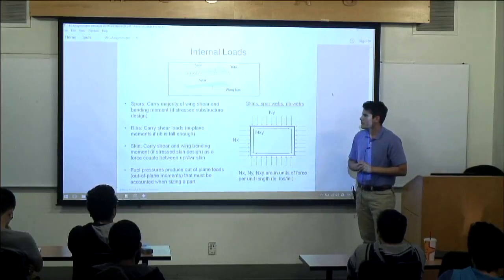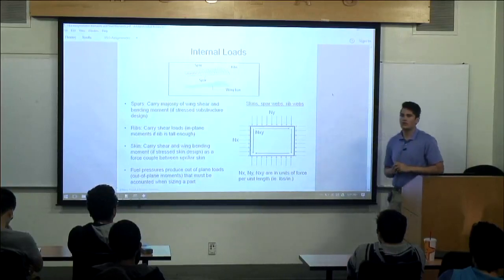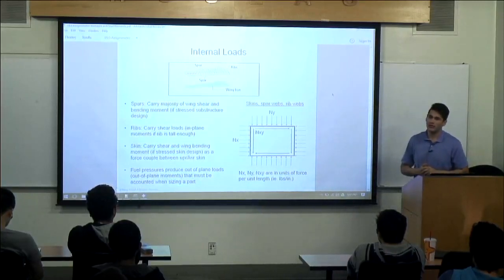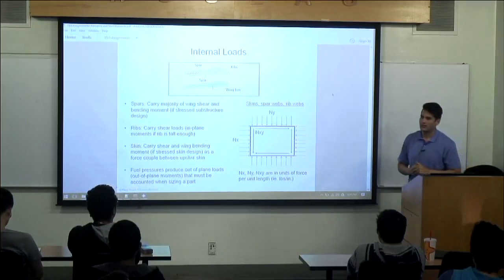For the ribs, they're usually meant to carry shear loads, and they're also meant to break up the skin panels. Because, like Vinay's going to go over next week, he's going to talk about buckling. And rib spacing is really important for that.